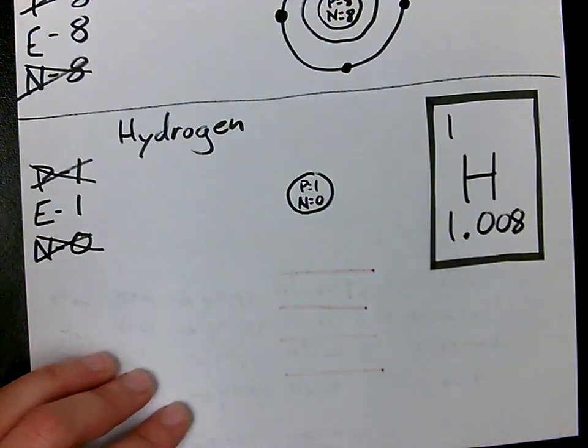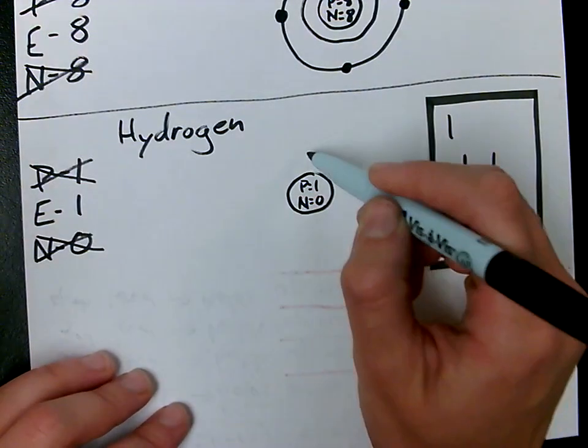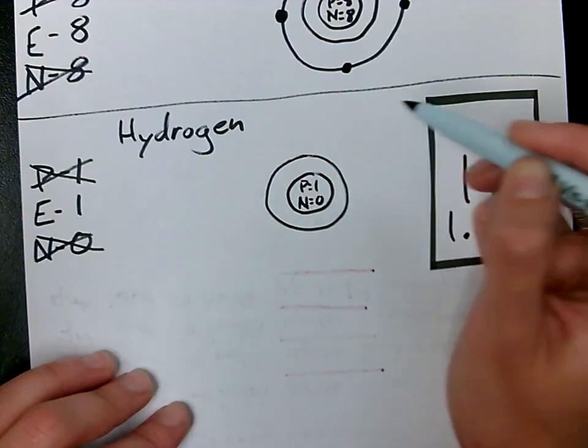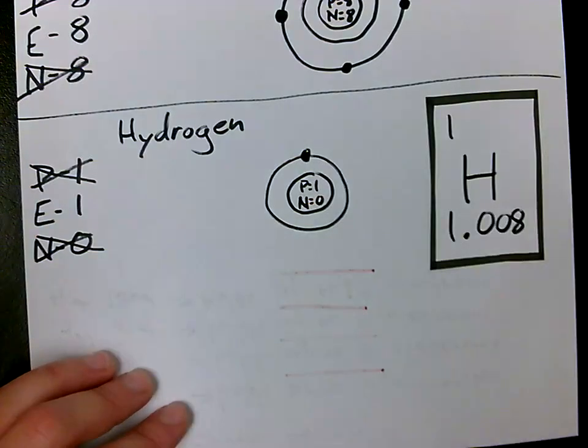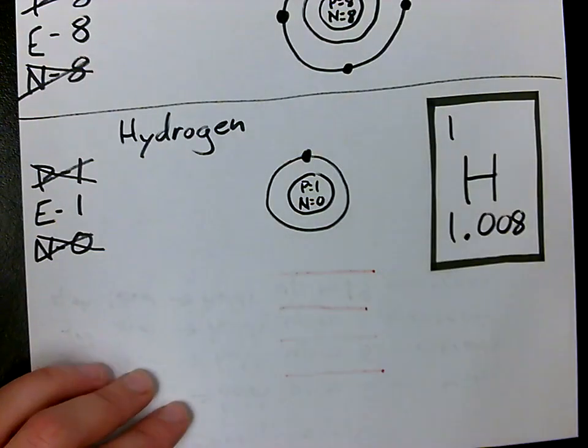Took care of my protons and neutrons. Now I just have to do my 1 electron. So here's my 1 energy level and my 1 electron. There you go. That's hydrogen. Okay.